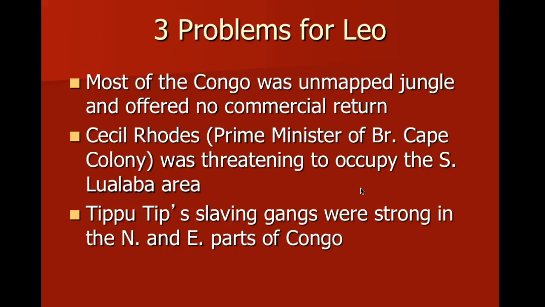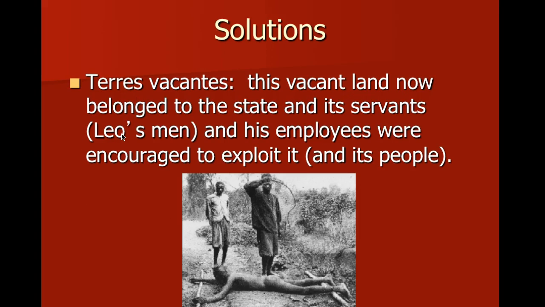Three problems for Leo, though. Most of the Congo was unmapped jungle and offered no commercial return at this point. Cecil Rhodes, one of the industrial giants and imperial powerhouses from Great Britain, the Diamond King from South Africa, was threatening to occupy the South Lualaba area, so there were threats from other imperialists. And Tipu Tip's slaving gangs were strong in the north and east parts of the Congo, so he's got problems with Africans themselves and other imperialists, especially Cecil Rhodes.